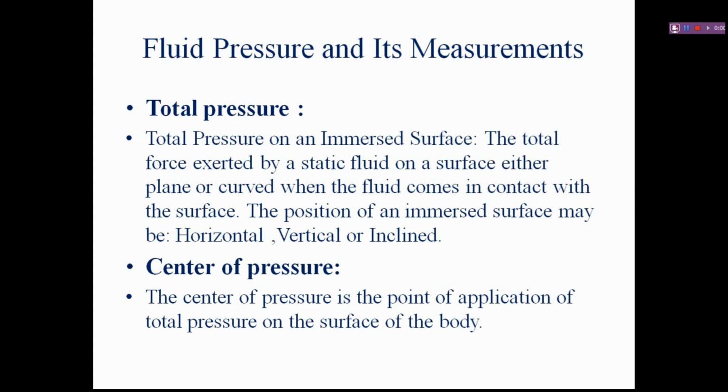When a body or an object is immersed in a liquid or a fluid, and now we are discussing liquids, that liquid will exert a force on the surface of the object. That is called total pressure, and the position of the immersed surface can be horizontal, vertical, or inclined. So we have to find out the equation for calculating the total pressure by considering in which position the object is immersed.